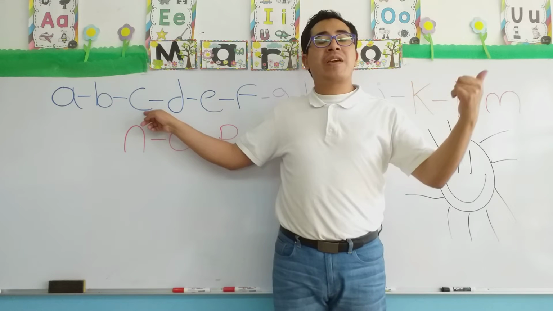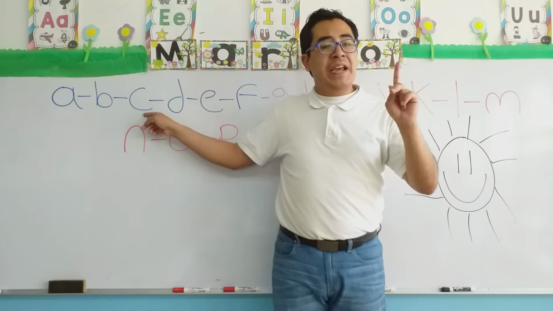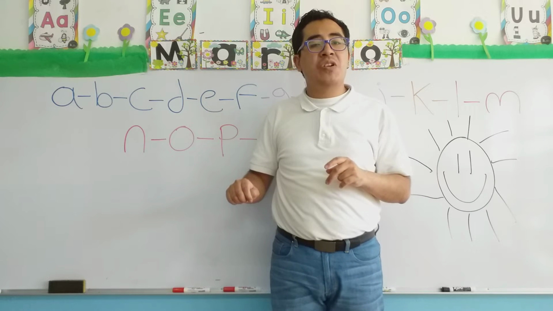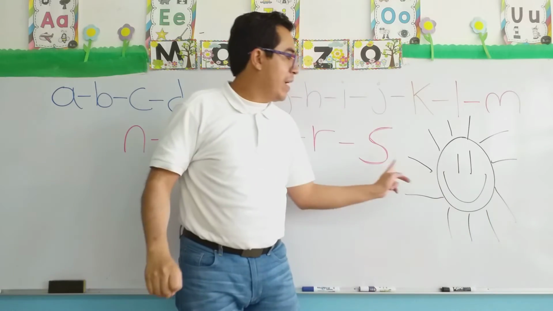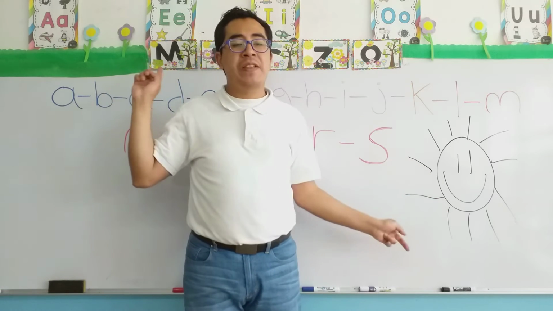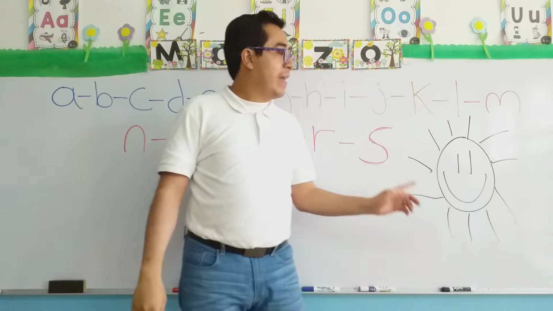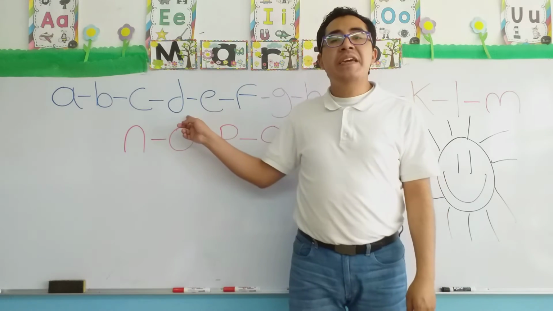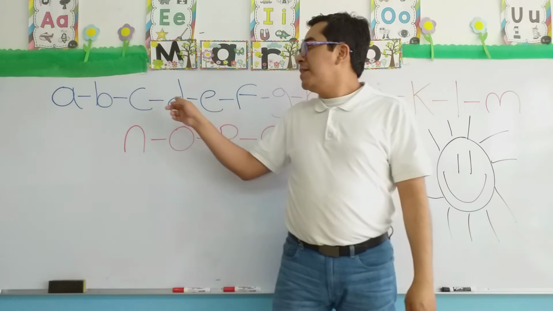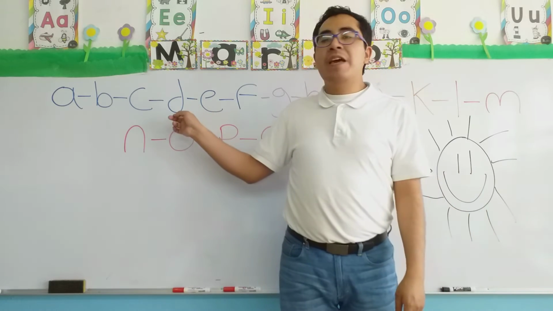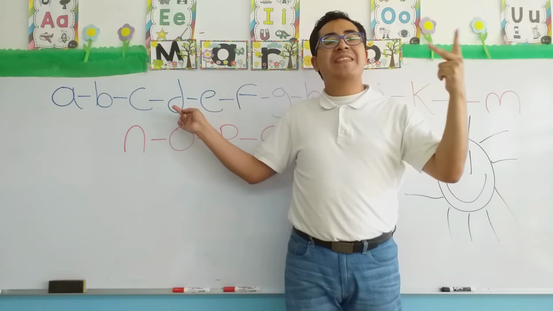Small c for Camila, for Carlos, for Christian. Once again, we have to be careful with the pronunciation of these two letters. C, S. They are completely different, but sometimes we can get confused. Letter C, letter S. Letter D. For letter D, once again, be careful. B, D, P. For letter D, we have Diego, we have David, we have Denise.